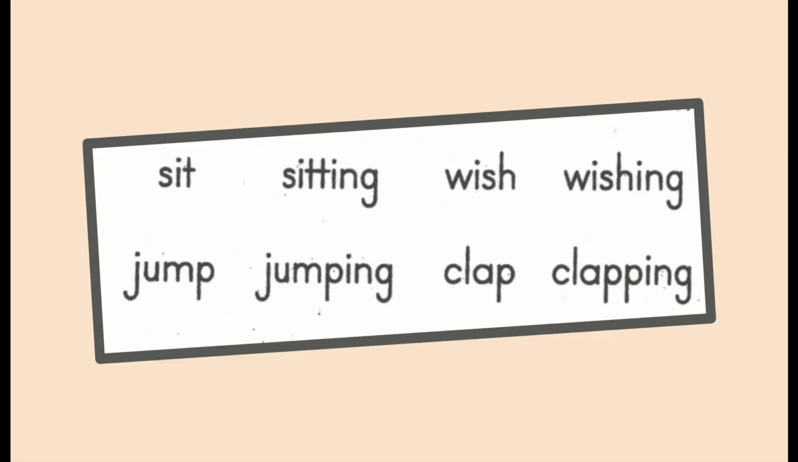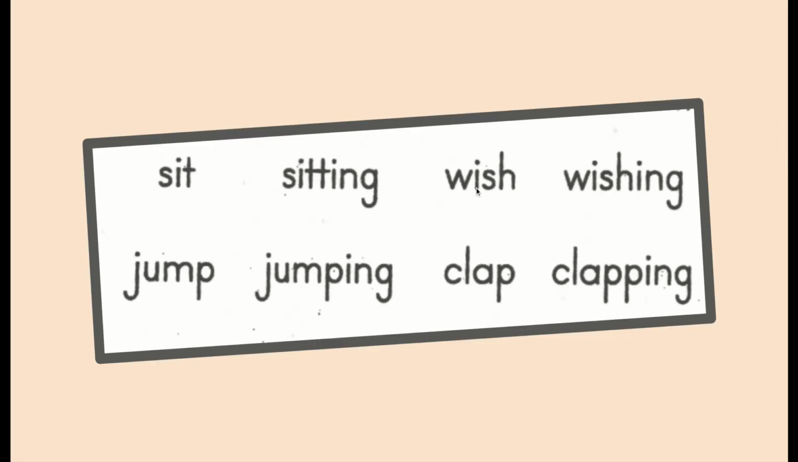If a word has one vowel and ends with one consonant, we double the last consonant and then add ing. For example, in the word sit, it has one vowel, I, and it ends in a consonant, T. So before we add ing to it, we double that consonant. So we go from sit to sitting.